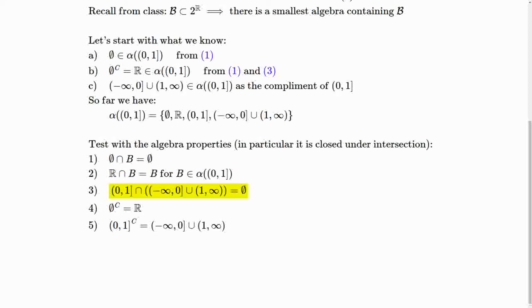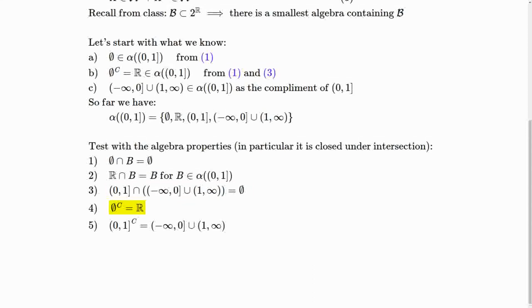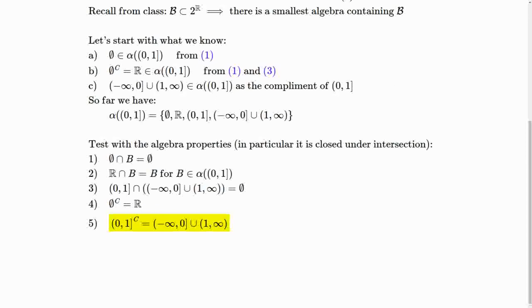So the only final intersection that we have to include is the intersection of the original set (0, 1] with its complement. But that, of course, is empty, and the empty set is in the algebra. So it is closed under intersections. And then finally, it's closed under complements because the complement of the empty set is the real line and vice versa. And the complement of the half open interval 0 to 1 is this other set that we've included, the union from minus infinity up to including 0 and 1 not including 1 up to infinity. So it's closed under complementation too. It has the empty set, hence it's an algebra.